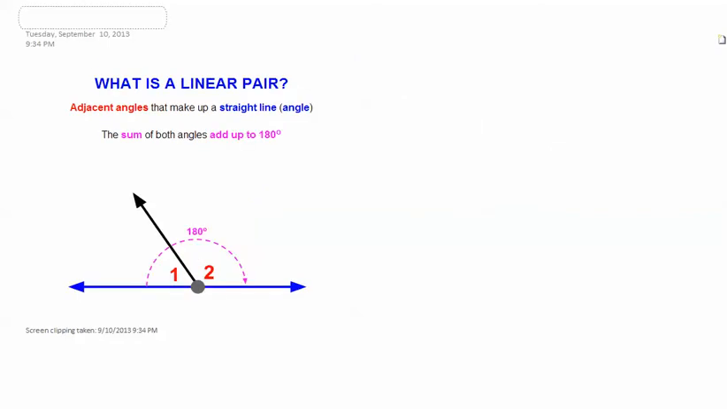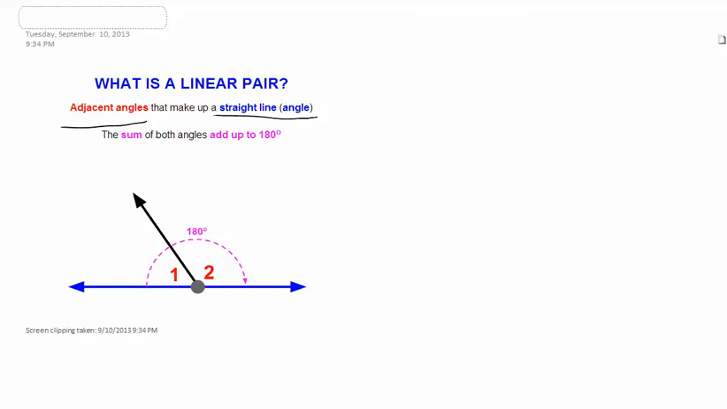You could also have a linear pair. Now you'll notice here a linear pair makes up a straight line, and that's represented here in blue. The blue line here is a straight line, and it's 180 degrees. Notice that they are adjacent angles. In other words, 1 and 2 are adjacent angles, but they're also a linear pair in this situation. So they can have multiple names. They make up a straight line.